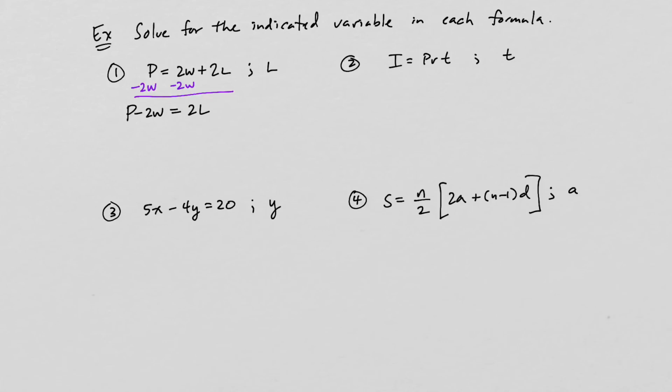And then to get L completely by itself, I need to divide the right-hand side by 2, which means I must also divide the left-hand side by 2. These cancel. And when solving a formula, you should always write your variable that you're solving for on the left-hand side when you're finished. So I'm going to move the L to the left-hand side, and on the right-hand side we have P minus 2W all divided by 2. And this is the answer.